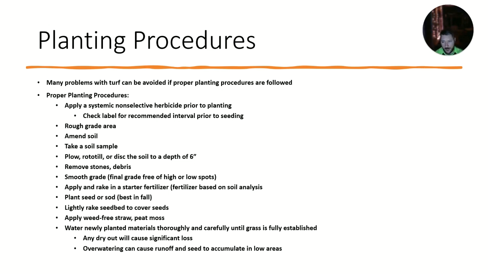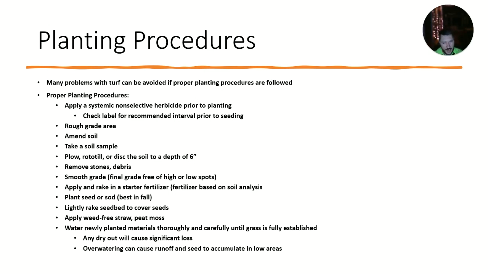We need to rough grade the area, amend the soil with whatever amendments you plan to put. Take a soil sample so that way you know what kind of nutrients you're dealing with, what kind of soil it is. You want to plow, rototill, or disc the soil to a depth of about 6 inches.